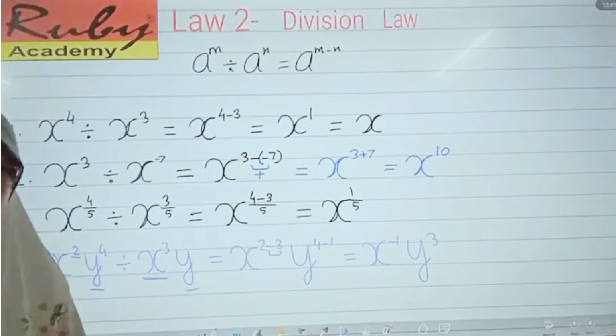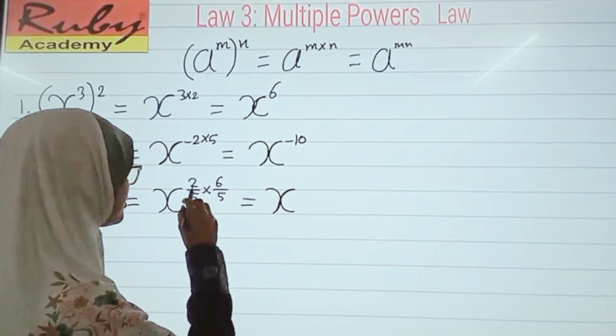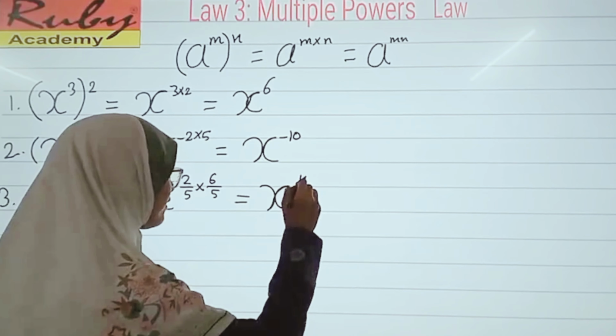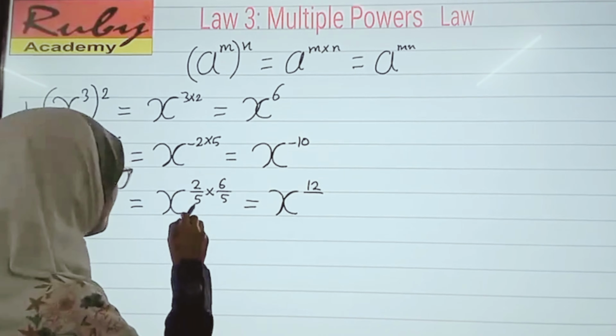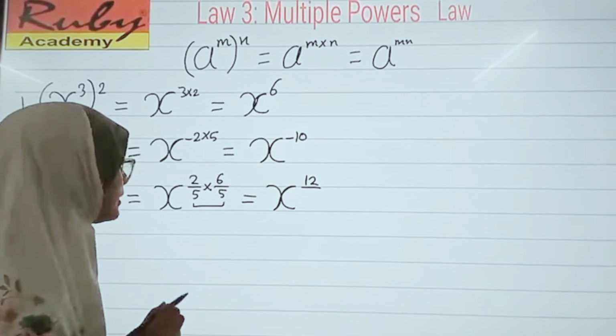So here let's multiply the numerator into numerator, which is 2 into 6. x raised to 2 into 6, which is going to be 12, upon 5 into 5, the denominator into denominator, which is going to be 25. So we cannot further simplify this fraction, so our result will be as it is, which is x raised to 12 by 25.